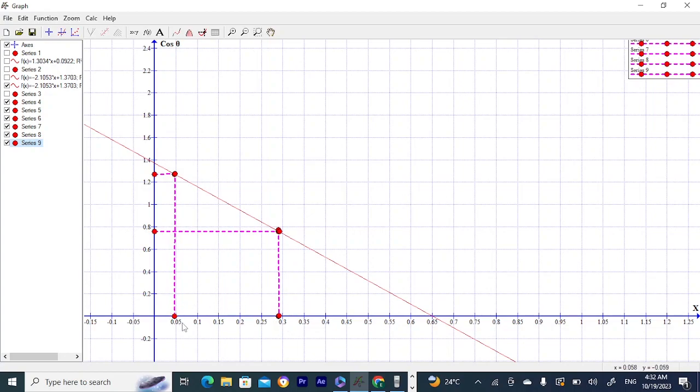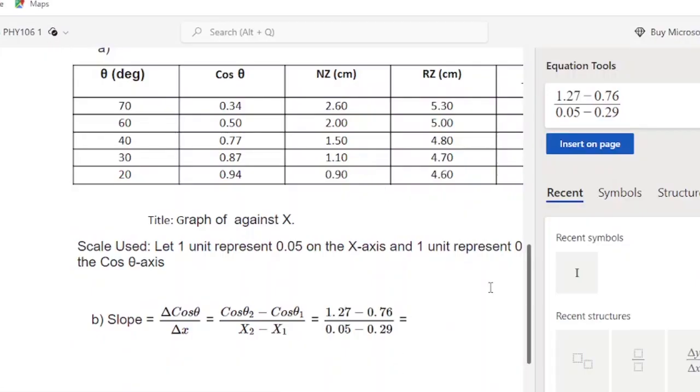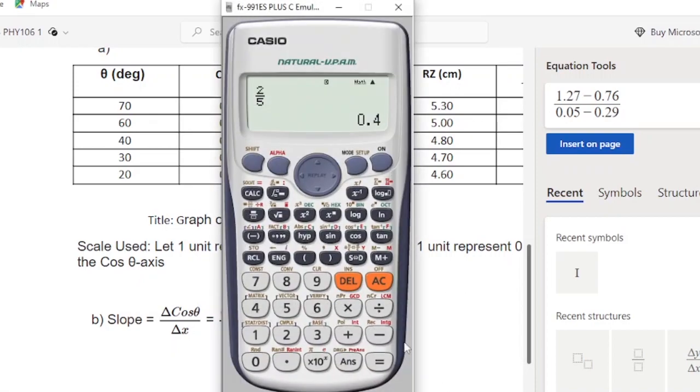So here's the value for x2. Here's the value for cos theta 1. Here's the value for cos theta 2. Alright, so now back to my graph sheet. I have this. My next task will now be to input these values in a calculator. So I'll punch these values and see what I get. Let me bring back my calculator.